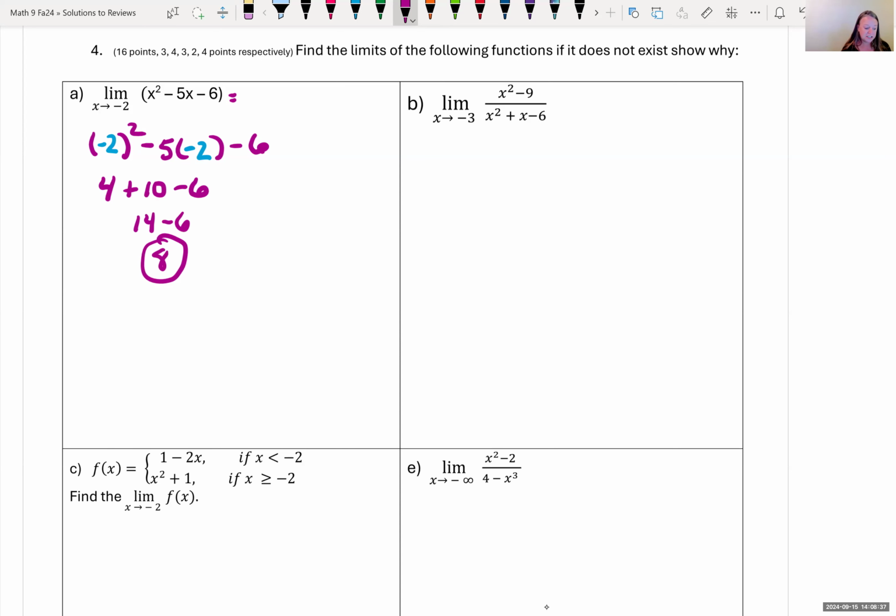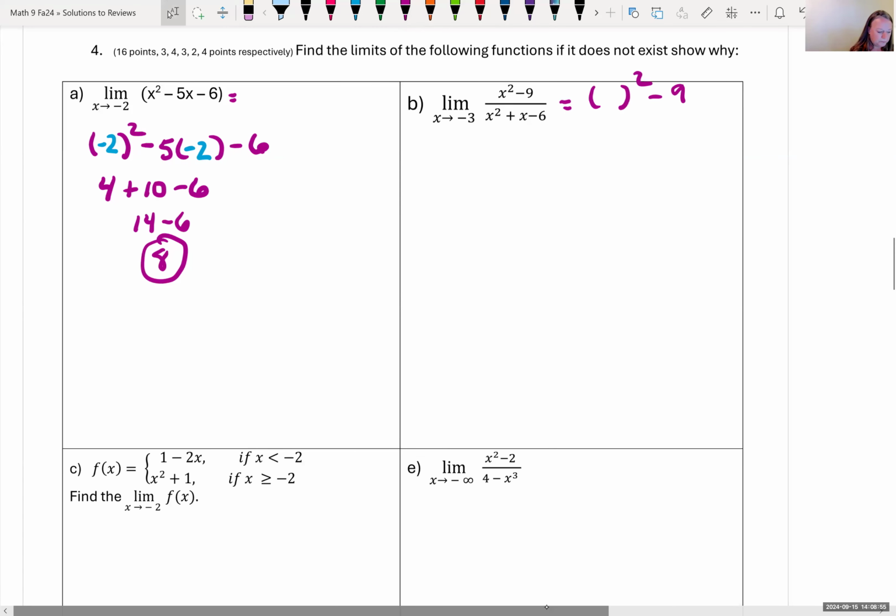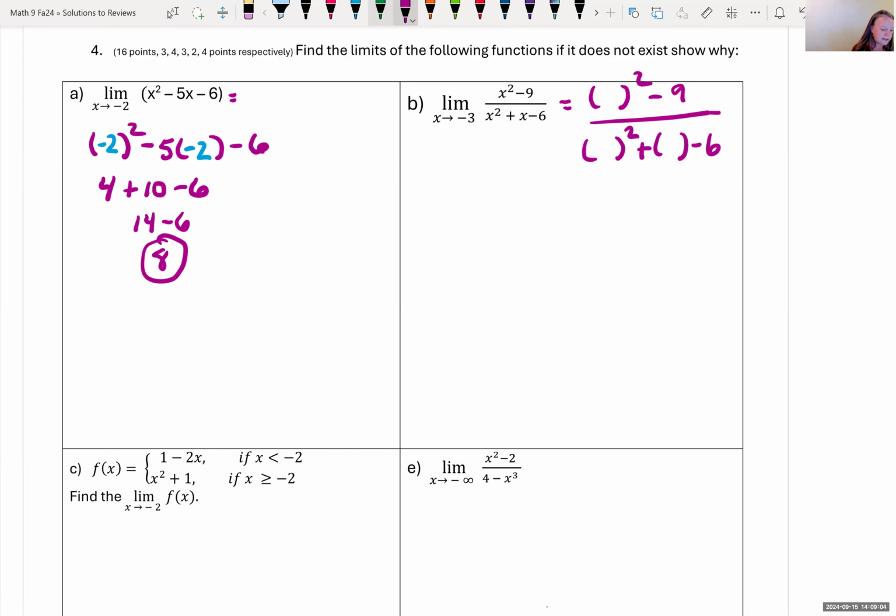The limit as x approaches -3 of x squared minus 9 all over x squared plus x minus 6. First, always go through and do direct substitution. And if we get an indeterminate form, then we're going to have to go back and manipulate. And so notice when we go in here, put parentheses wherever you see an x. And then we're taking the limit as x is approaching -3. So inside our parentheses, we're going to replace that with a -3.